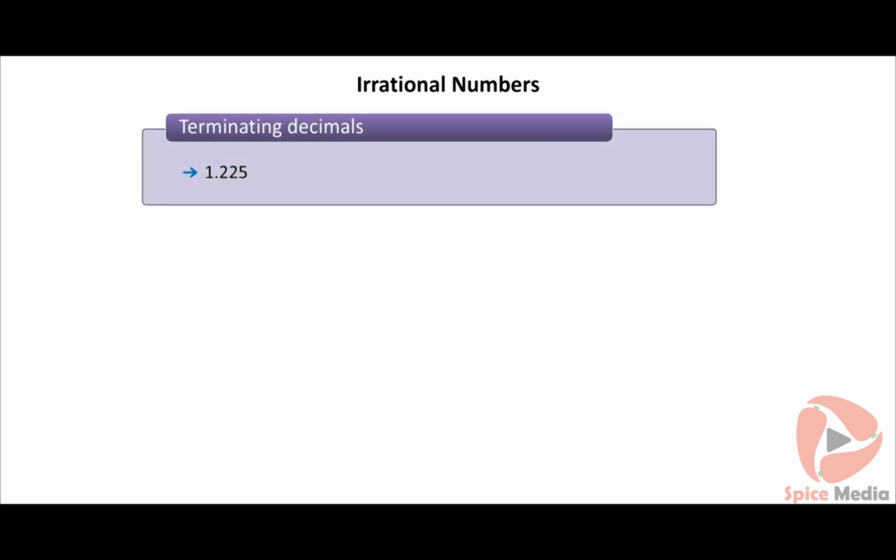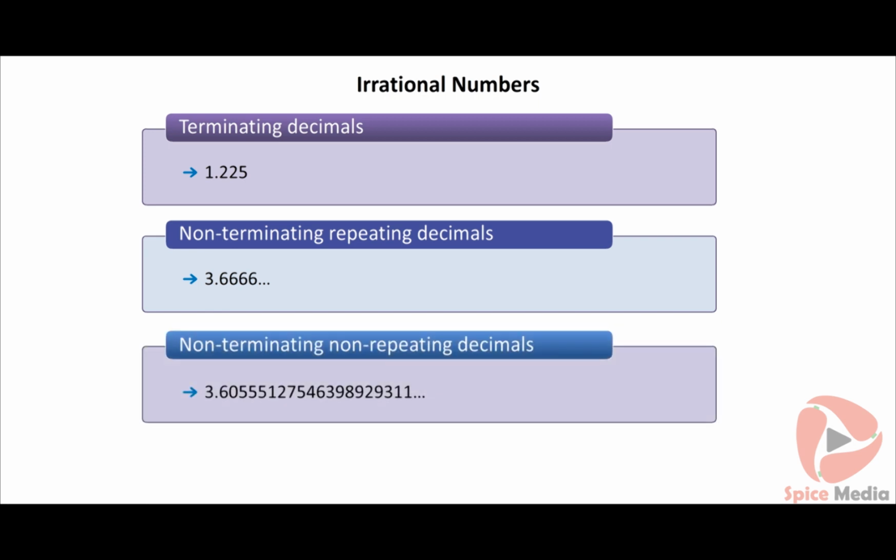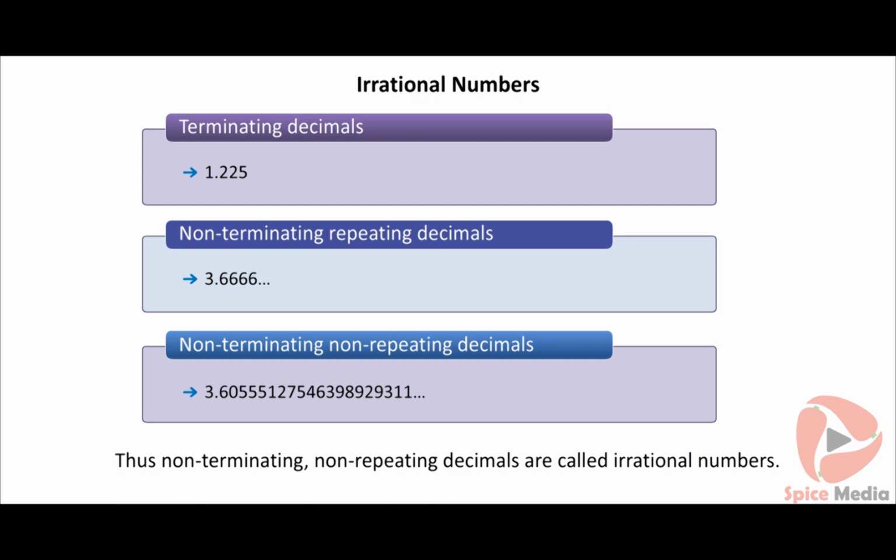We saw that terminating decimals can be expressed in the form of rational numbers. Similarly, non-terminating repeating decimals can also be expressed in the form of rational numbers. What about decimals which are non-terminating and non-repeating? Such numbers cannot be expressed in the form p by q, where q not equal to 0, and so they are not rational numbers. Thus, non-terminating, non-repeating decimals are called irrational numbers.